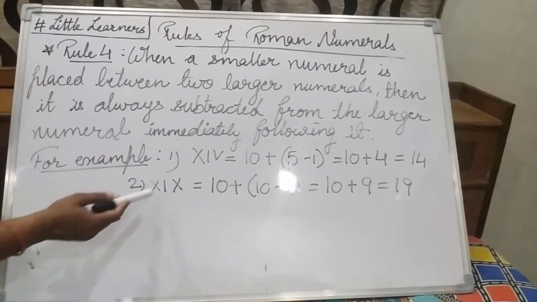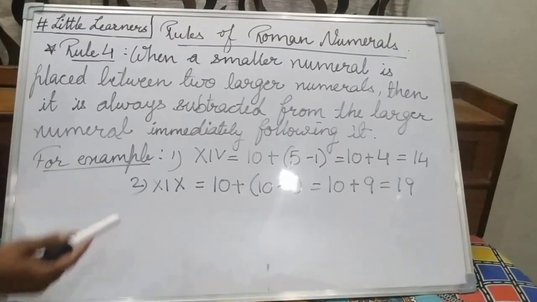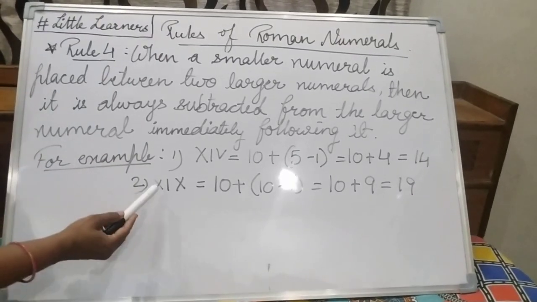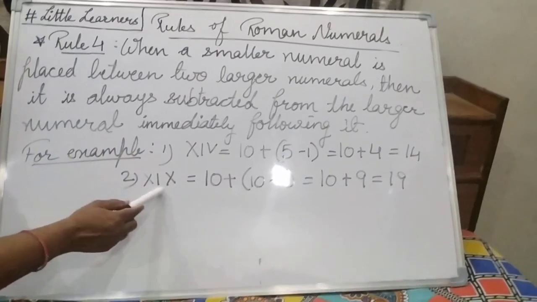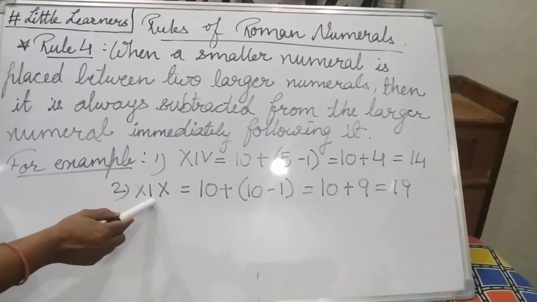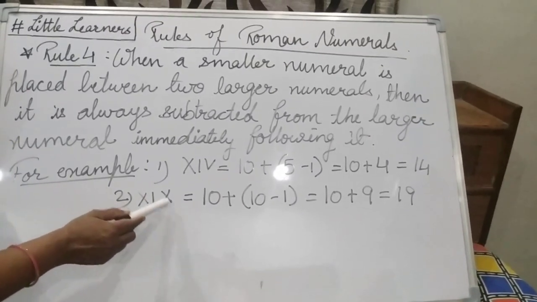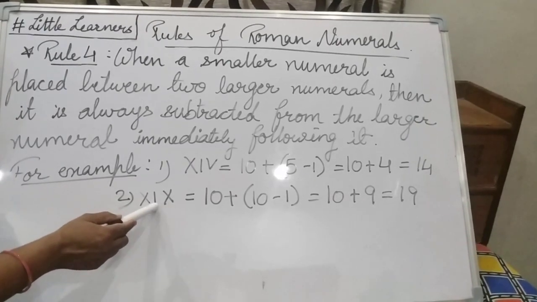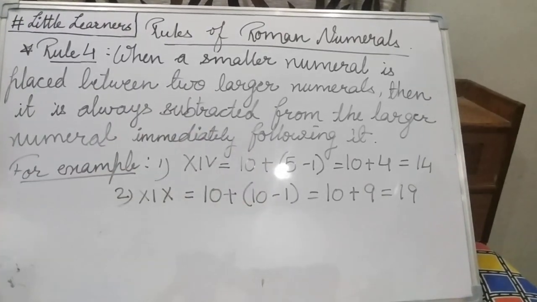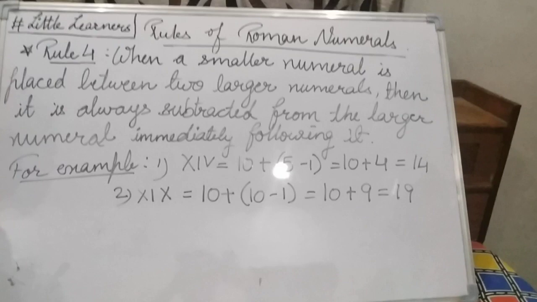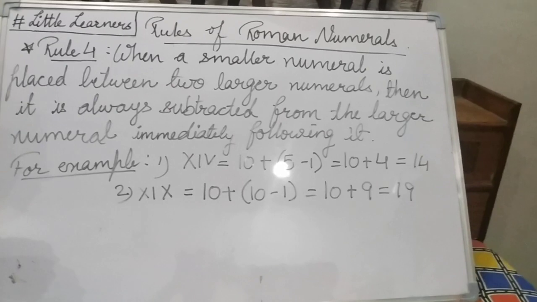Now one more example I am giving you, XIX. Here also you can see X is given on both sides and I is in between. So as I told you, first this X means 10 you need to write. Okay. Now IX, rule number 3 also applies here, that we have to subtract if a smaller numeral is given before the bigger numeral. That means 10 minus 1. So 10 minus 1 is 9. So 10 plus 9 is 19. So XIX children, that is XIX is 19.